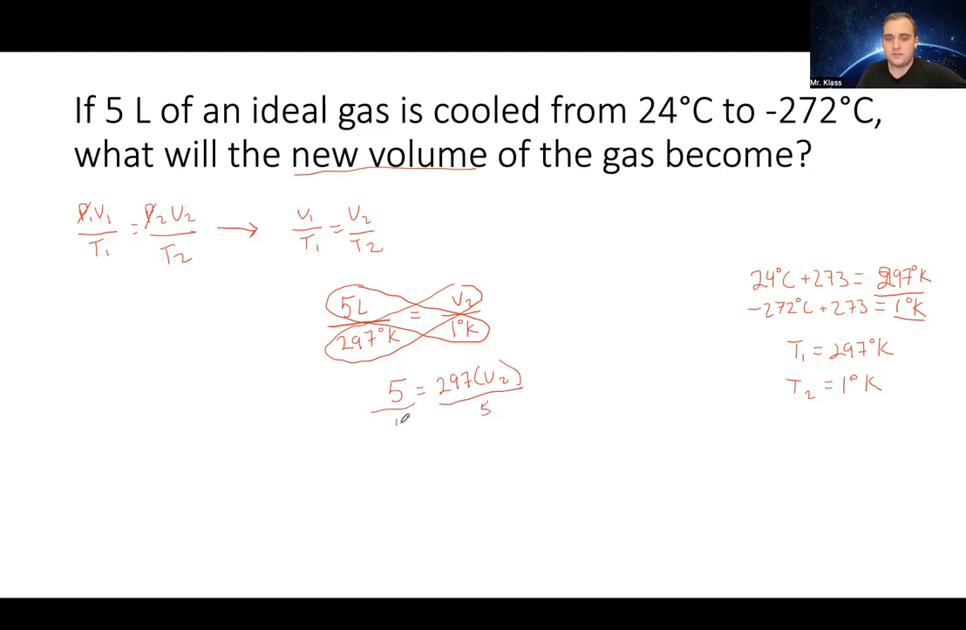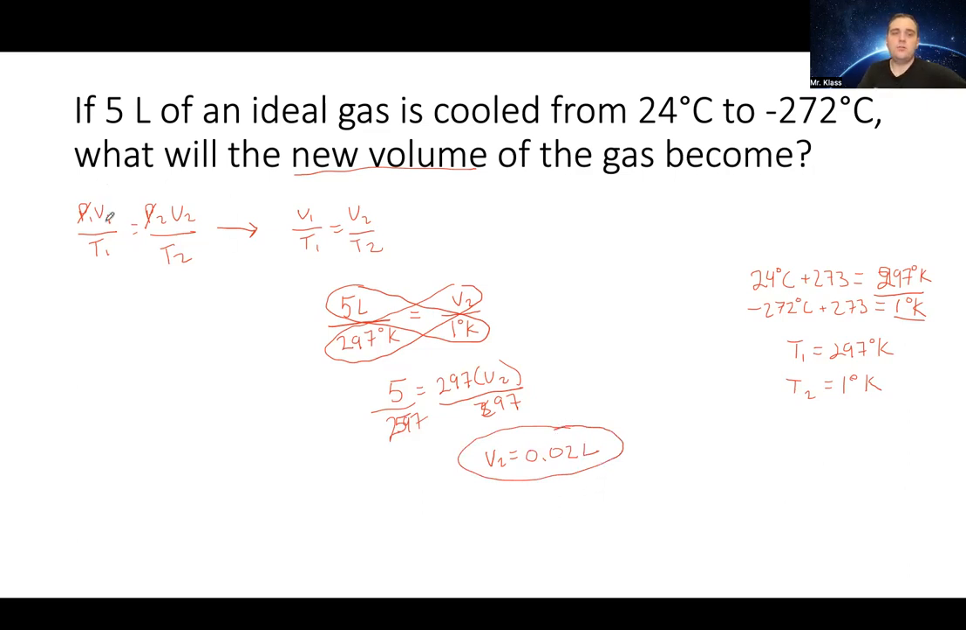And now we get V2 is equal to, excuse me, divide both sides by 297. So you always check your work. V2 is therefore going to equal 0.02 liters.